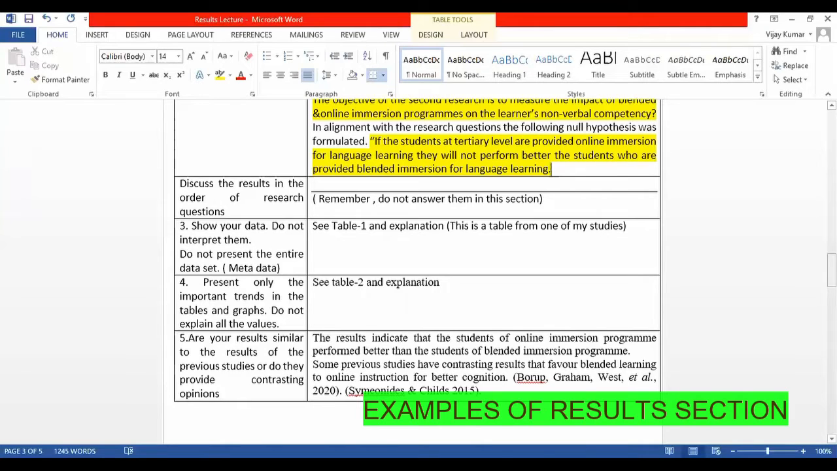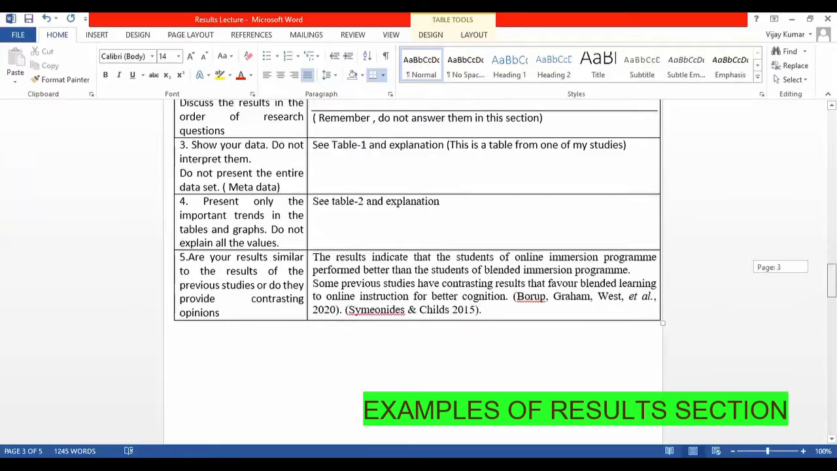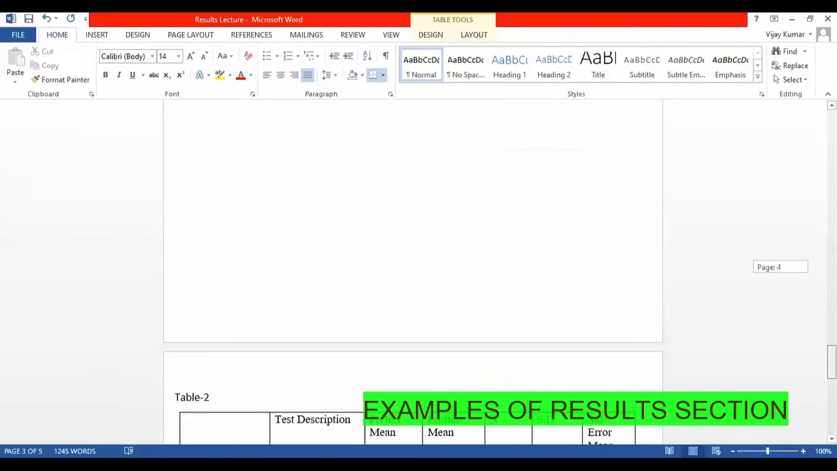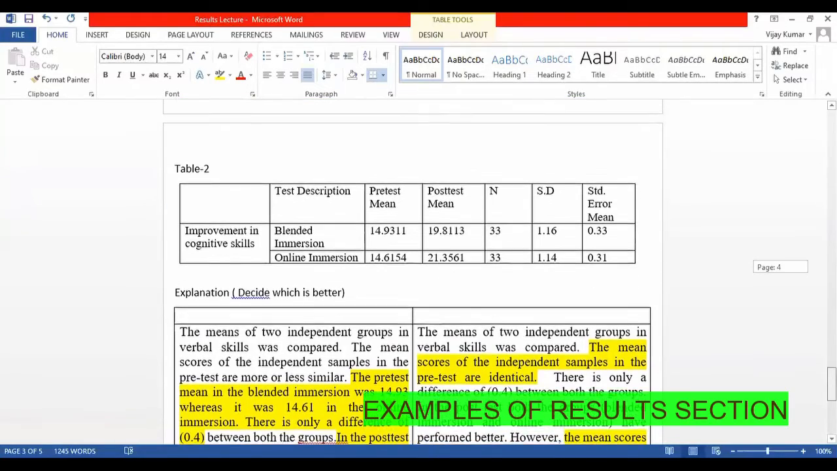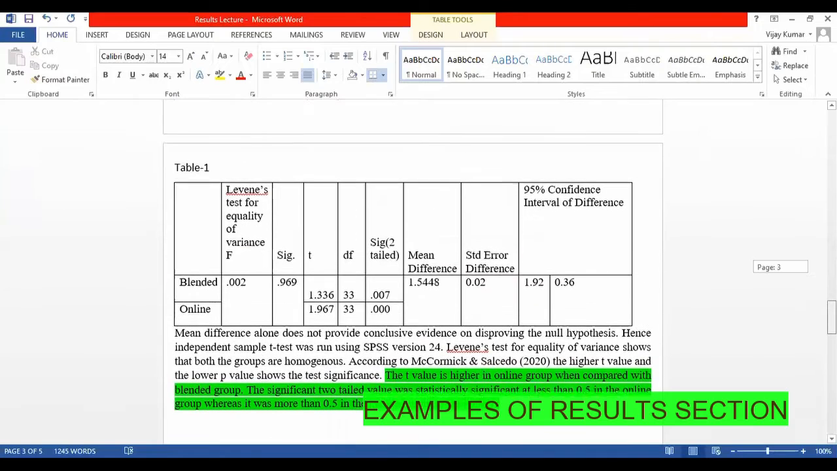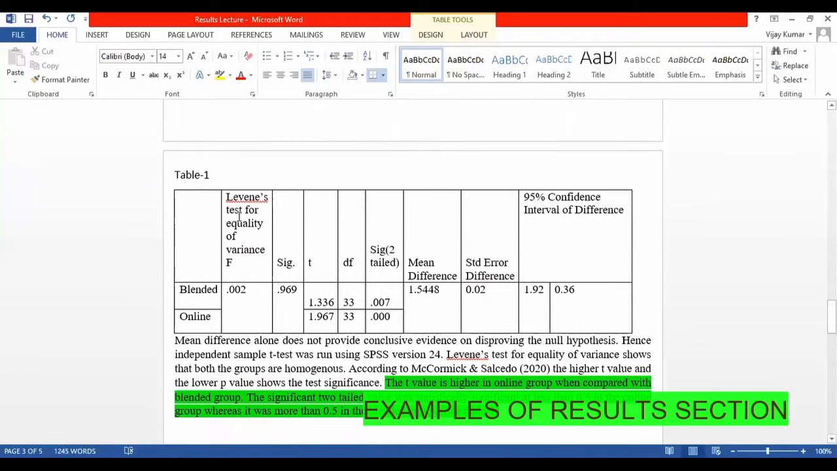But let me explain what I mean by that. See table 1. You will understand what I mean by showing the data and not interpreting. Just let's go to table 1. See the table here. So to analyze my research questions, I have used a paired t-test. So this is my table.